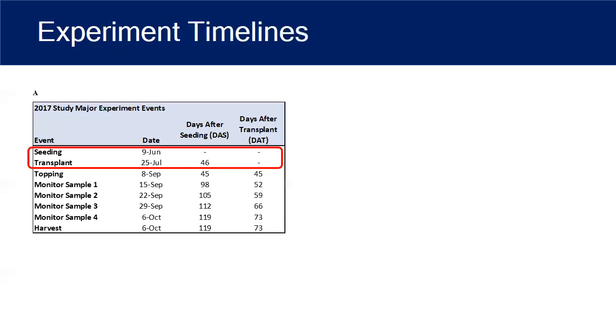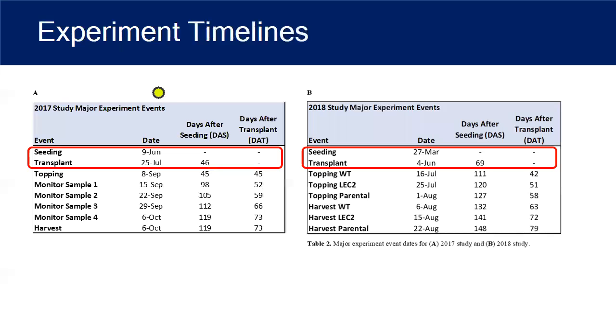It's not even funny. In 2018, we had a little bit better luck. We had appropriate seeding well within the confines of standardized commercial production practices at March 27th and then transplant on June 4th. So what I want to take home from this is in 2017, the plants didn't really get an opportunity to grow for a full season.